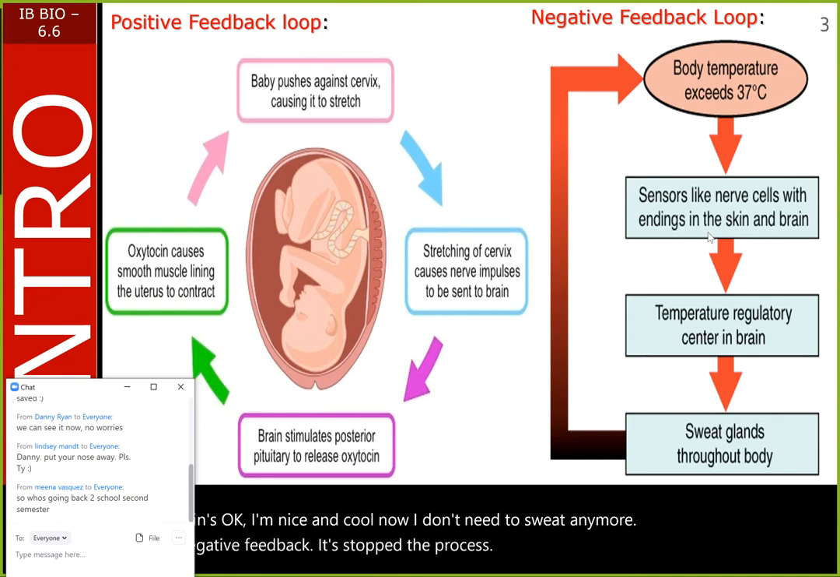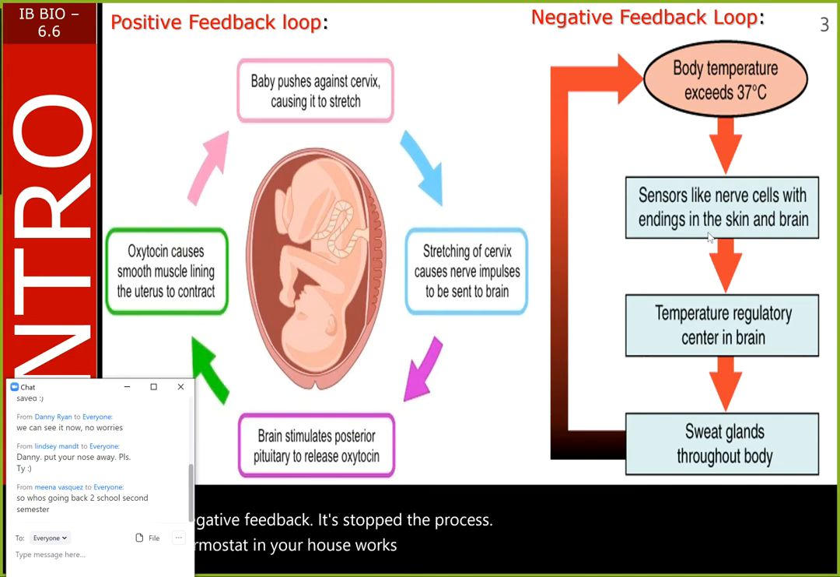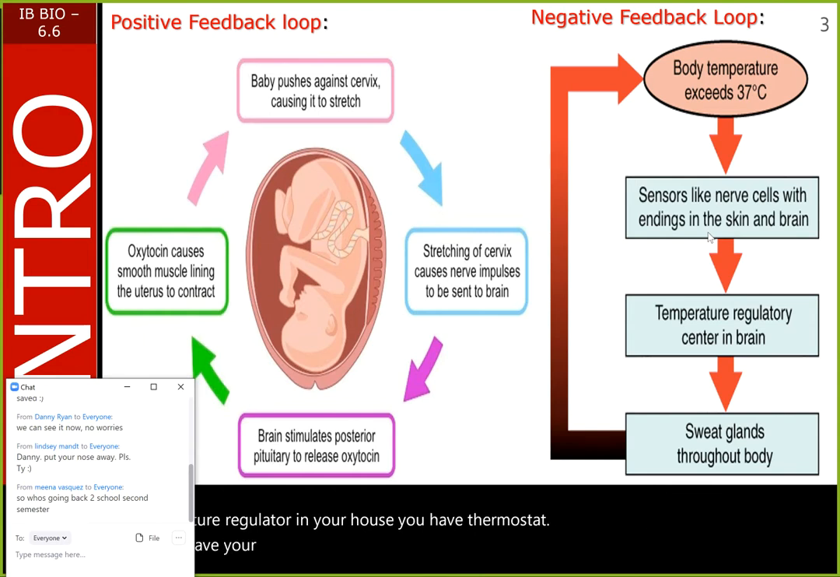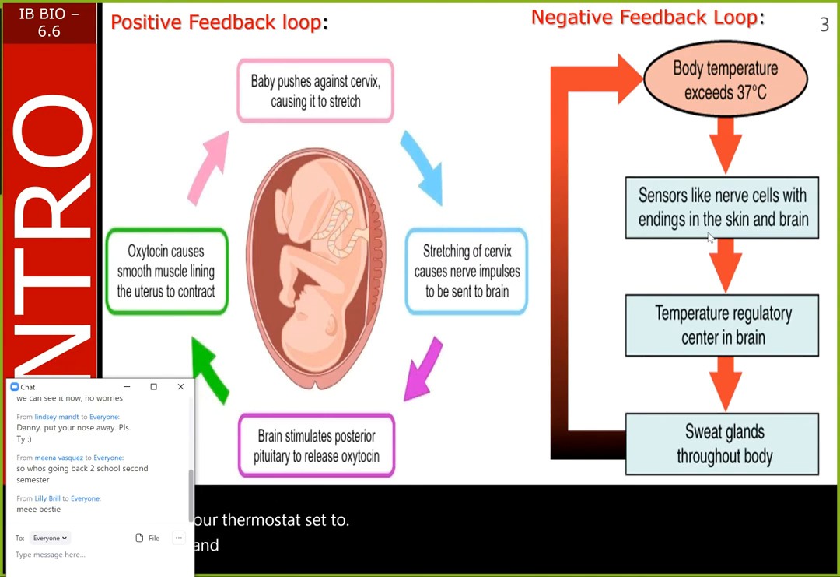Your thermostat in your house works the exact same way. So you have a temperature regulator in your house, you have a thermostat. Say you have your thermostat set to 74, right? And it's really hot and the temperature in your house goes up to 78. Your air conditioning kicks on until it brings the temperature back down to 74 degrees, and then it stops. That's negative feedback.